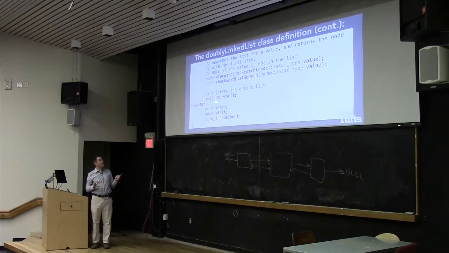All right. And then finally, the private elements. All the linked list needs to know about really are the head and the tail. I threw in a node count too, because why not? If you want to know how many nodes are in it, keep that around.